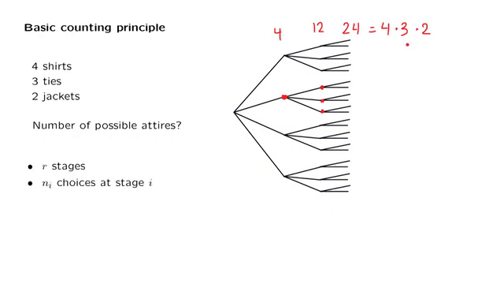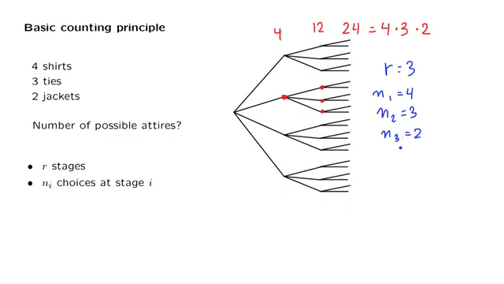Suppose we want to construct some kind of object, and we're going to construct it through a sequential process, through a sequence of r different stages. In the example that we just considered, the number of stages was equal to 3. At each one of the stages, you have a number of options that are available. So in our example, at the first stage, we had 4 options. At the second stage, we had 3 options. And at the last stage, we had 2 options.